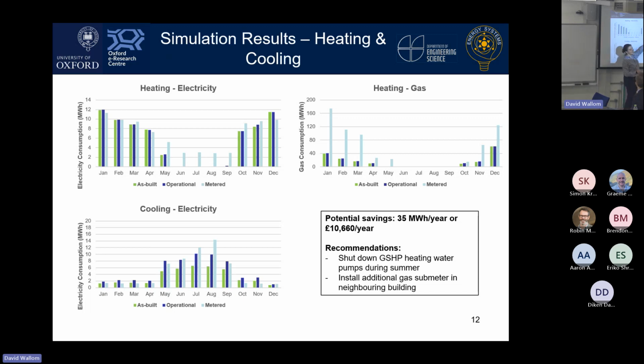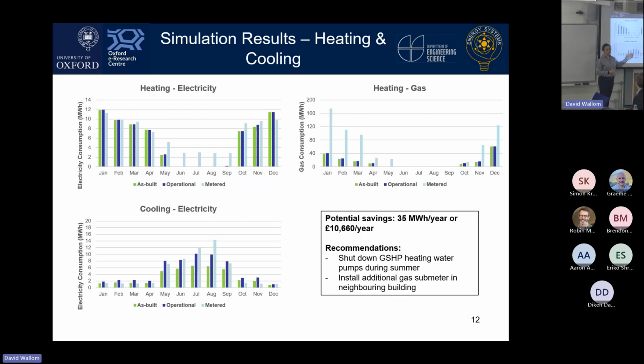For gas, as I said, there are some gas boilers in the building that act as a backup heating source in times of peak heating demand. I had some large differences between my model and the metered consumption. This is because of the challenge that I mentioned, the difficulty of clearly identifying the split of heating services that were redirected to the neighboring building. So I left that aside and did not quantify any energy savings there due to this uncertainty.